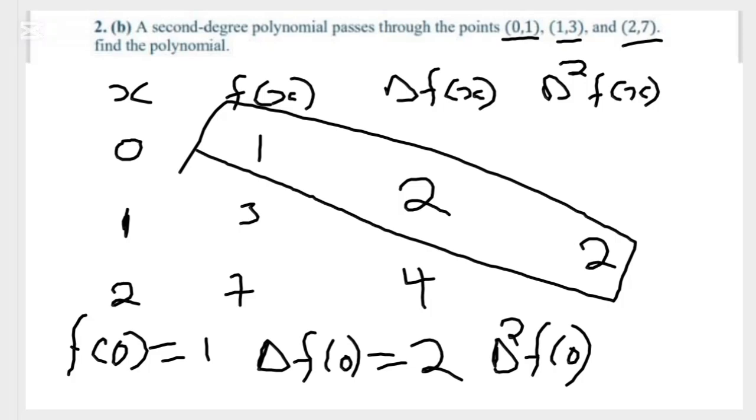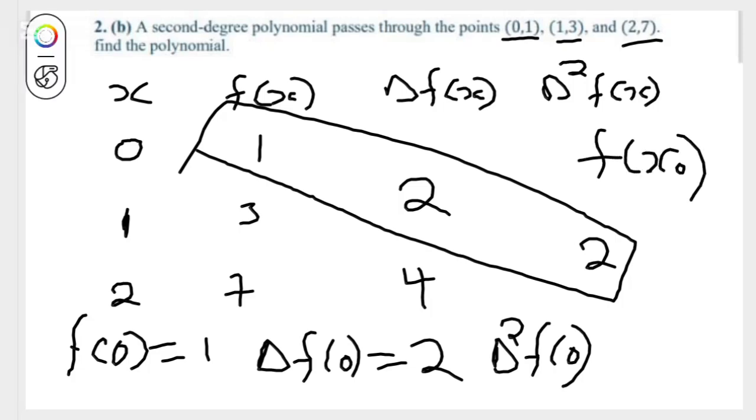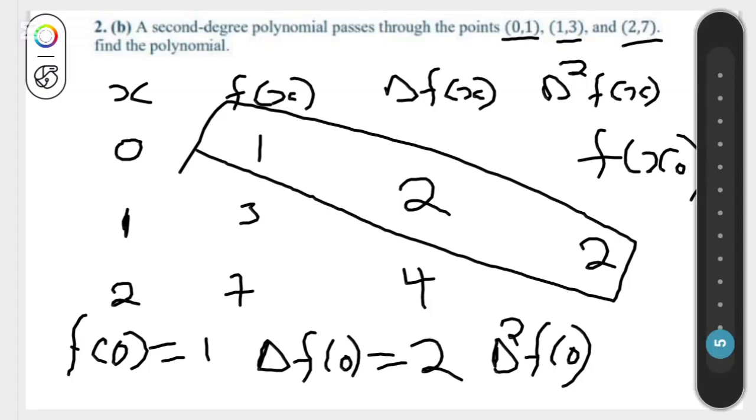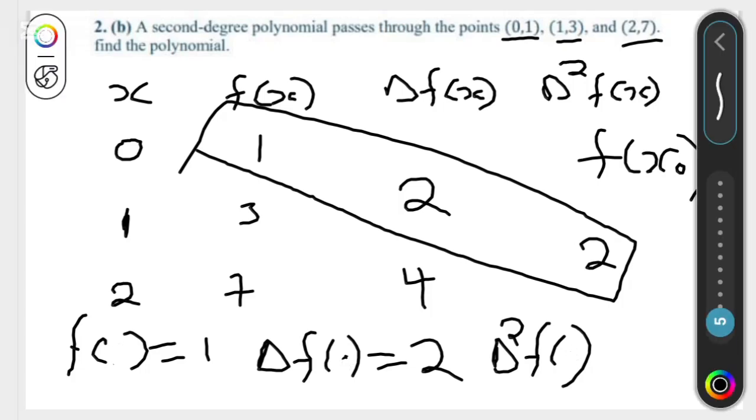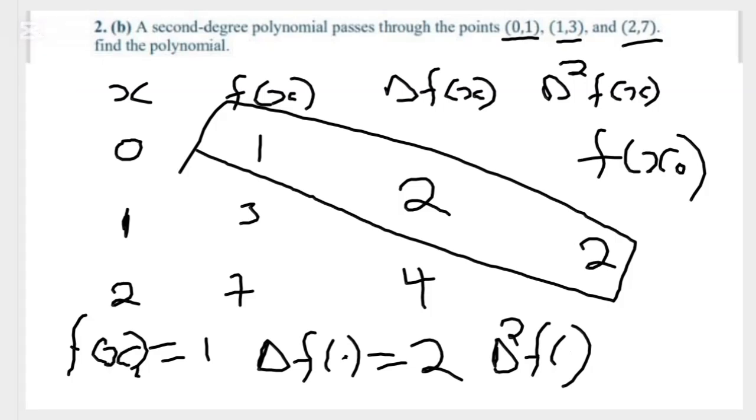Let's say f of x naught, but you can write f of x naught. Even me too, let me change it as x naught. So also this is 2.